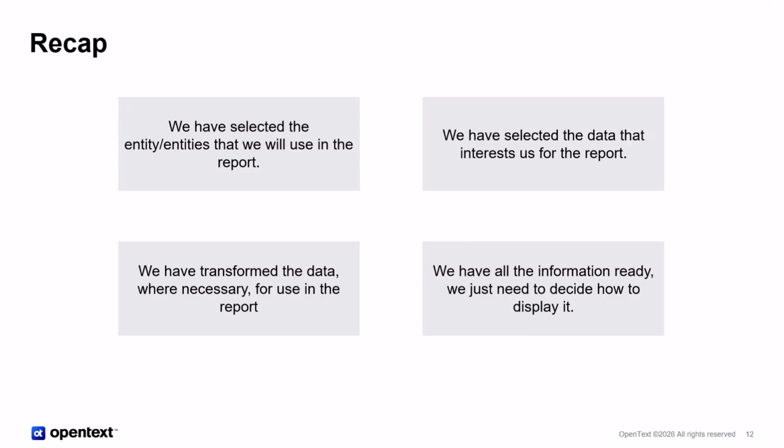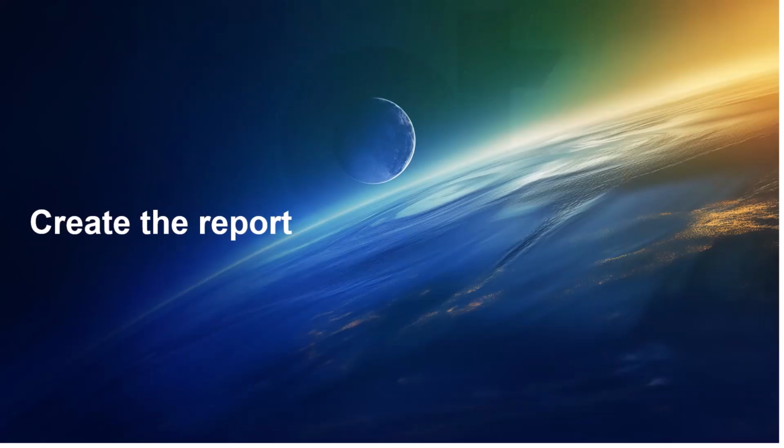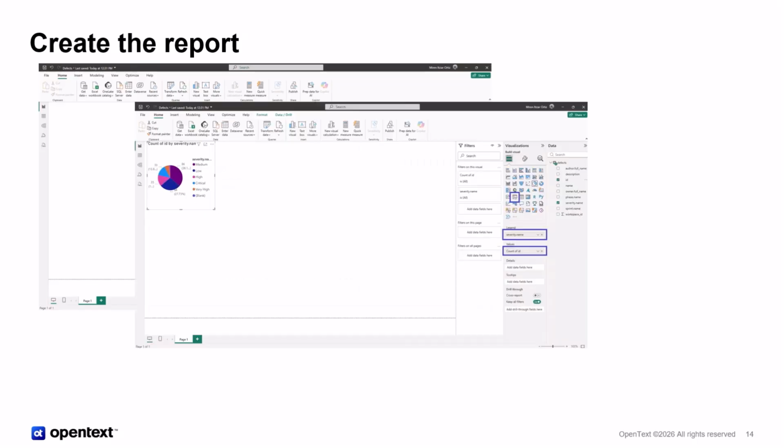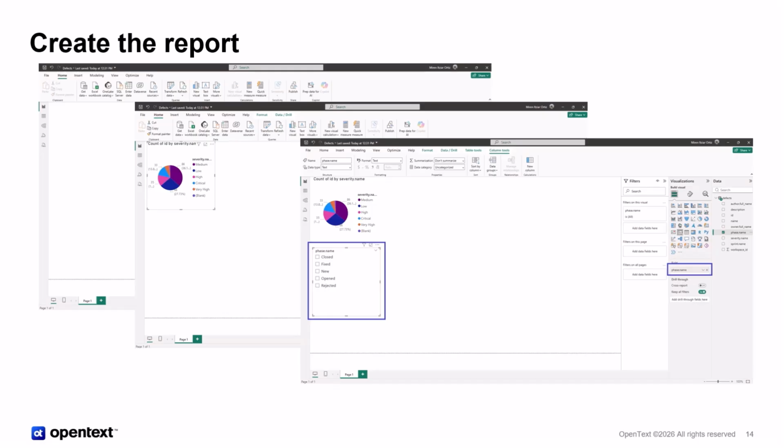The first thing is to select the type of chart we're going to use. In this case, we'll select a pie chart. Once we've selected the chart type, we'll specify the data to display in the legend and the values to show. In our example, we'll select severity in the legend and count ID in the values. The chart will show us all the defects, grouped by severity.